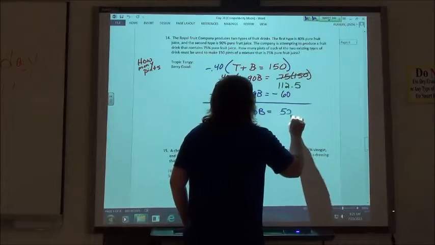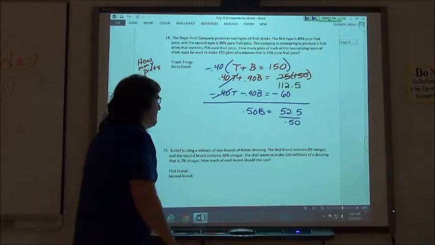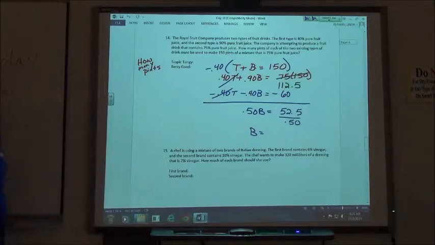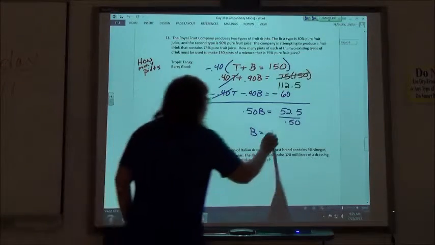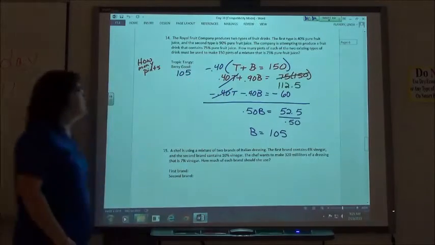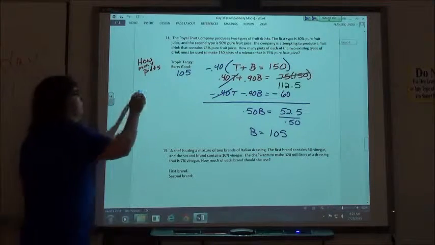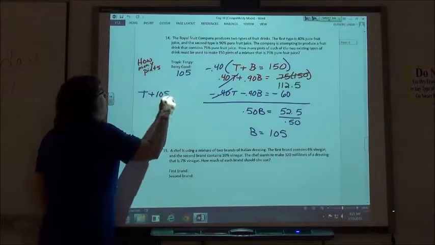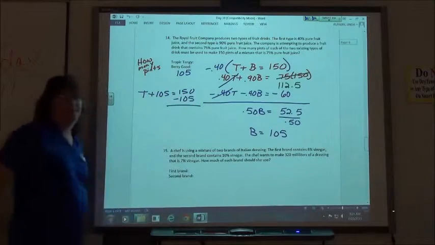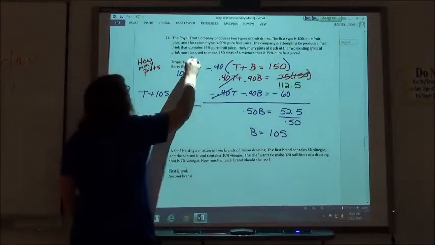is 52.5. So if we divide that by our 50%, we get 105. So we had 105 pints of our very good juice. We still need to find out how much we have of the Tropic Tangy. We get 45.